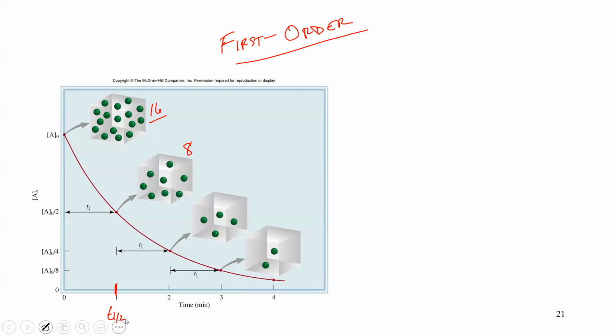Now we can think about it as, okay, 8 is now our starting point, and we're going down to something else. Well, if we're cutting it in half again, that's 4, and then that's another half-life. Getting into 2, that's another half-life. The key takeaway here is that the half-life does not depend on concentration.